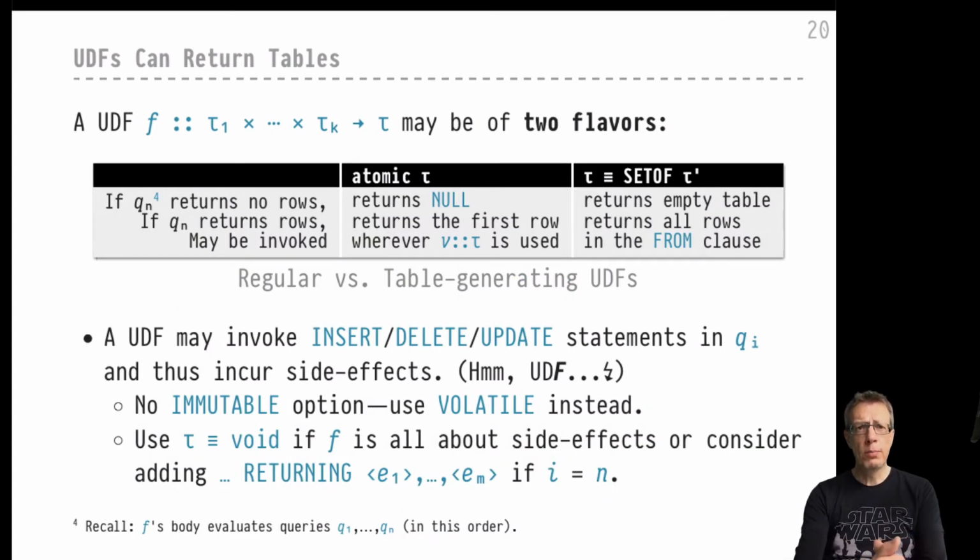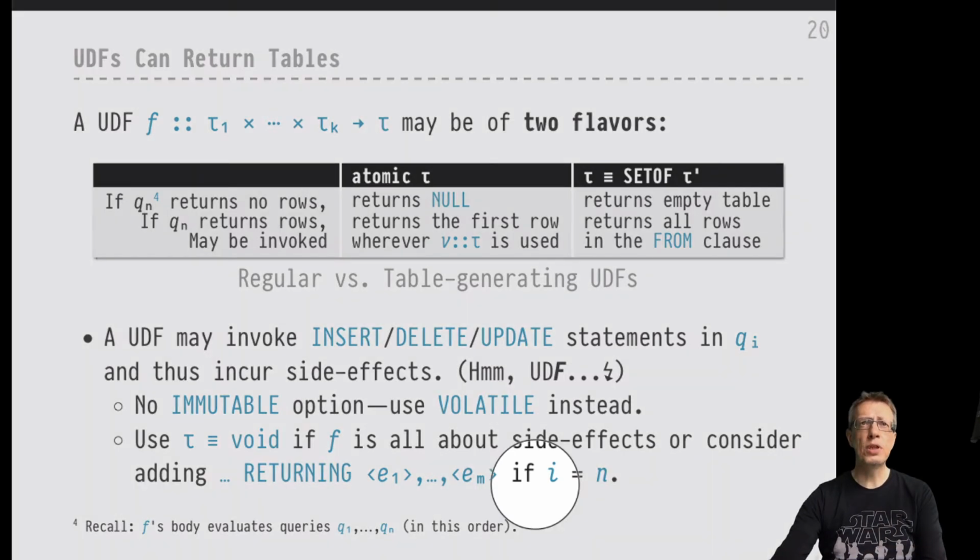So we were talking about restrictions regarding the argument types. Those have to be atomic or they have to be row types. There is no such restriction regarding the return type. Actually, user-defined functions f may return tables. So we can have table-valued functions or table-generating functions, just like the set-returning functions that we were talking about in the previous video.